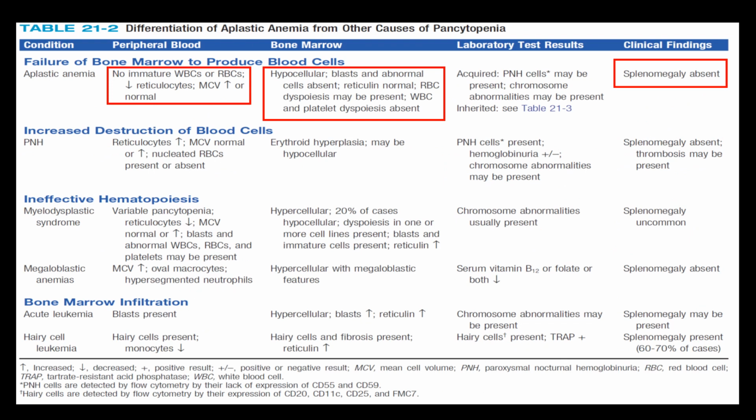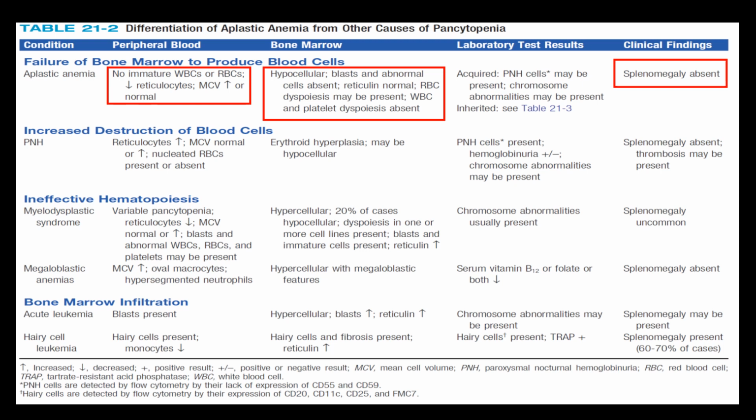So this table, 21-2, shows the differential diagnosis in patients having pancytopenia. We have the following differential diagnoses before we diagnose the patient with aplastic anemia. First, we rule out the presence of PNH, or paroxysmal nocturnal hemoglobinuria. We have myelodysplastic syndrome, or MDS, megaloblastic anemia, acute leukemia, and hairy cell leukemia. But the unique features for aplastic anemia would be on the peripheral blood: there would be no immature WBCs or red blood cells, and there would be a decrease in retic, and also there would be macrocytosis as shown by an increase in the MCV in the CBC, and it could also be normal.